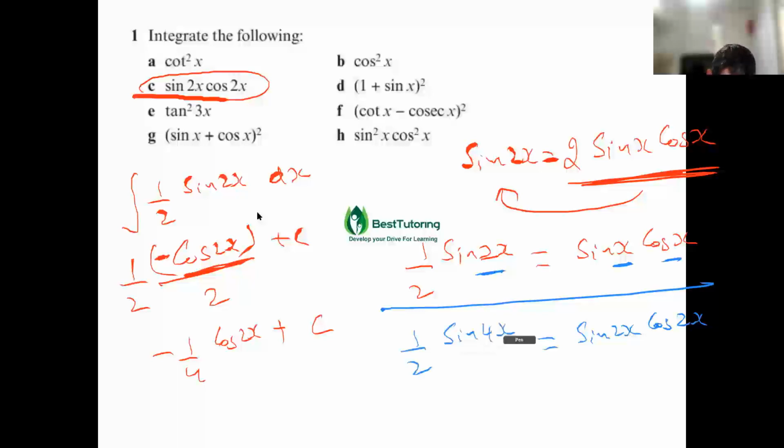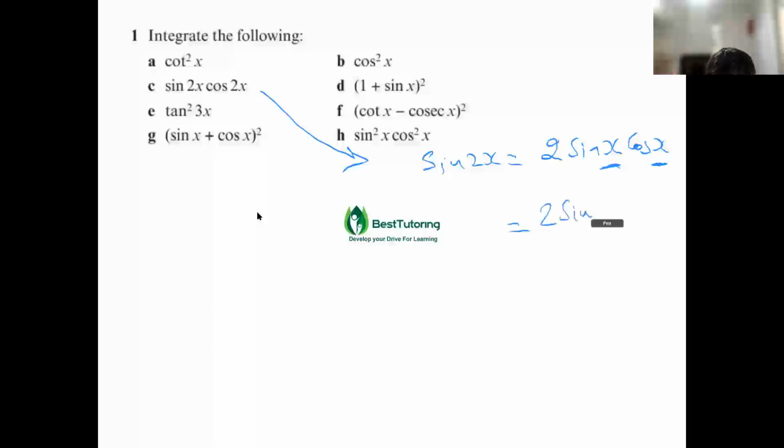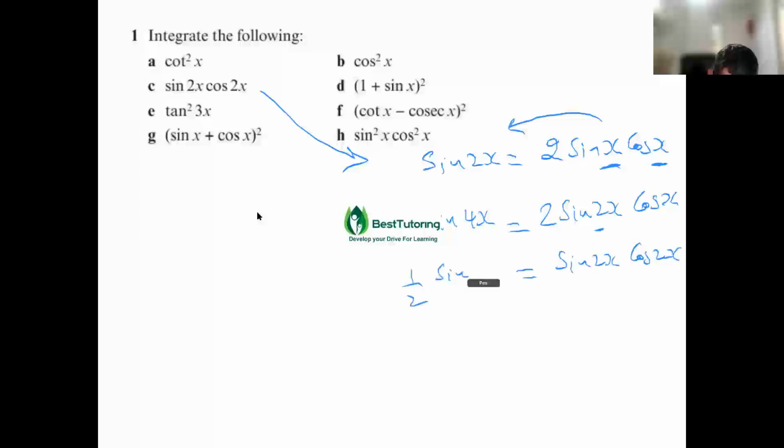Let me do that one again for you. We know that sine 2x is equal to 2 sine x cos x, right? But we don't need 1x here, we need 2x. So we write down 2 sine 2x cos 2x. If it was 1x, it becomes 2; if it is 2x, this becomes sine 4x. Therefore, sine 2x cos 2x is going to be 1/2 sine 4x.